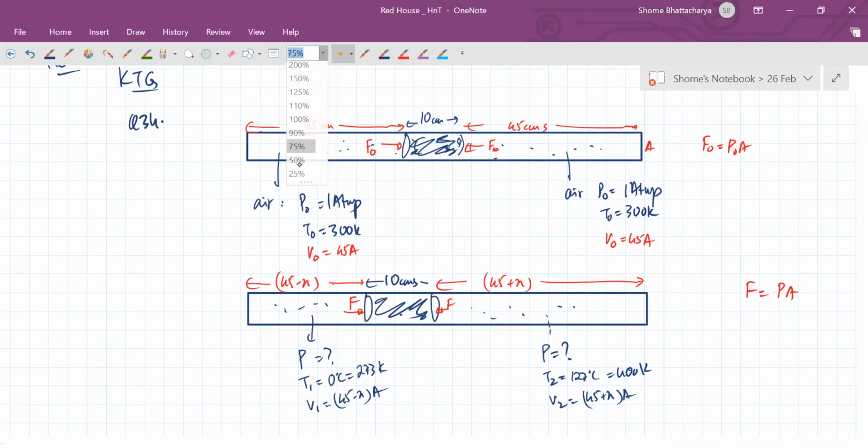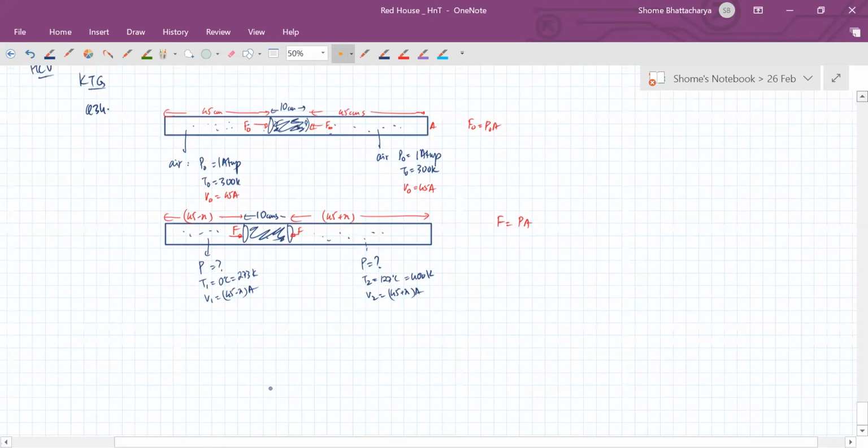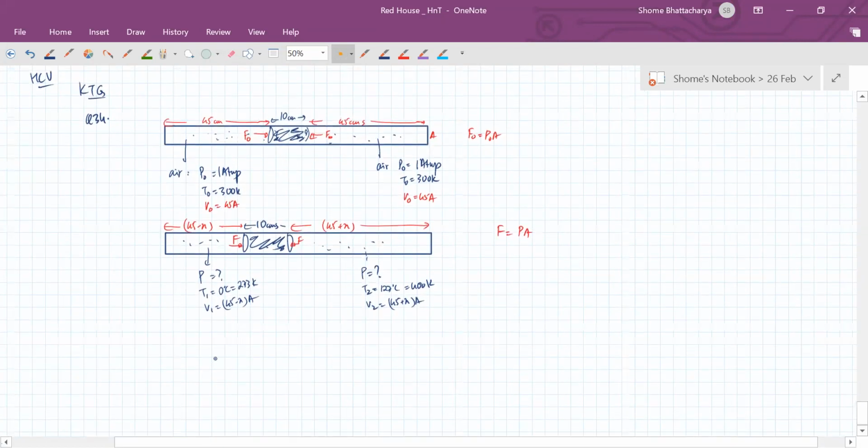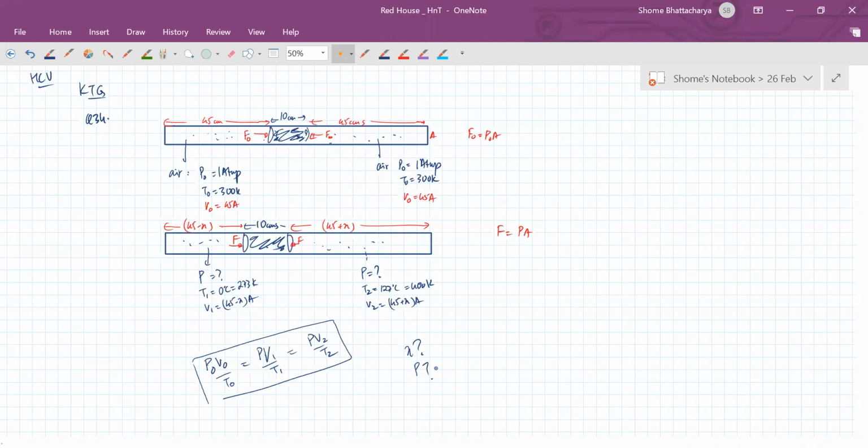Now what we have to do is relate with the equation of state. So P naught V naught upon T naught is equal to P1 V1 upon T1, which is equal to the same P into V2 divided by T2. Within this set of equations, we have two independent equations and two unknowns. X is unknown and P is unknown, so we can calculate that. Once equate P naught V naught by T naught with P V1 by T, and then again equate it with P V2 by T2.